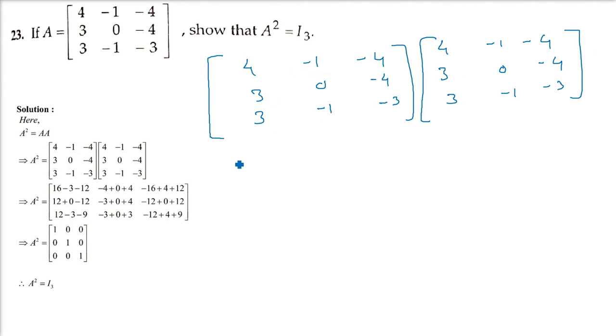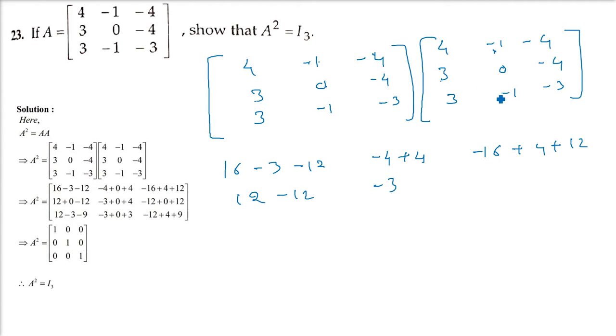So 4 into 4 is 16 minus 3, minus 12, for first row and first column. First row and second column: 4 minus 4 is 0, minus 4 minus 1 is plus 4. Then first row, third column: minus 16, minus 1, minus 4 is plus 4, minus 4 and minus 3 is 12. Now second row, first column: 3 into 4 is 12, 0 into 3 is 0, and minus 4 into 3 is minus 12. Then second row and second column: 3 into minus 4 is minus 3, 0 into 0 is 0, minus 4 into minus 1 is plus 4. You get plus 4 here.